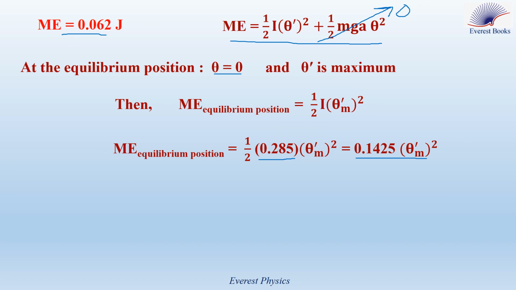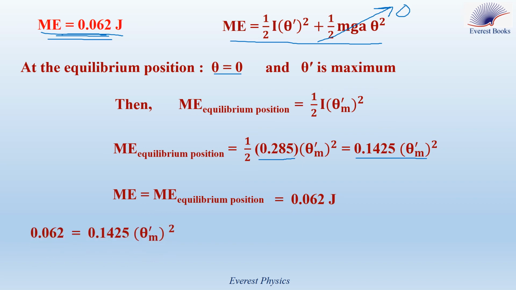Now, let's apply the principle of conservation of mechanical energy to determine the value of theta prime m. So, the mechanical energy at the equilibrium position is equal to 0.062 joules. So we have 0.062 is equal to 0.1425 theta prime m squared. And the answer is theta prime m is equal to 0.66 radians per second.